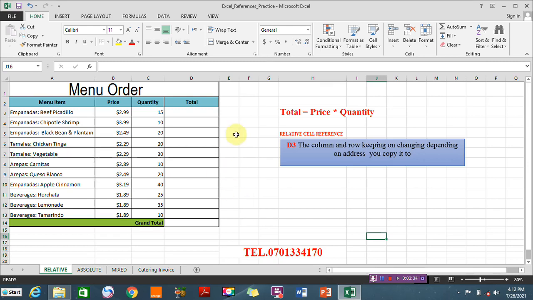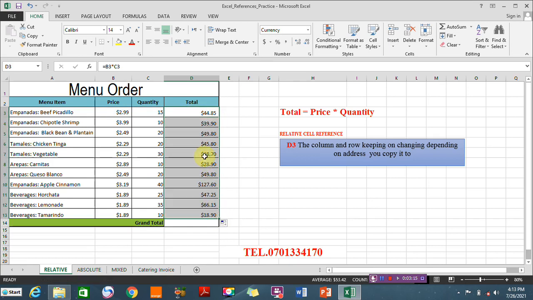For example, in our work here, we are going to be getting the total, which is the price multiplied by the quantity. And we have to fill all these other cells. That means that when we copy our formula to different cells, it will keep on changing depending on the position where we are. Let's try that example and see. Equals, that means that we need the total, which is going to be the price multiplied by the quantity. Then we press enter.